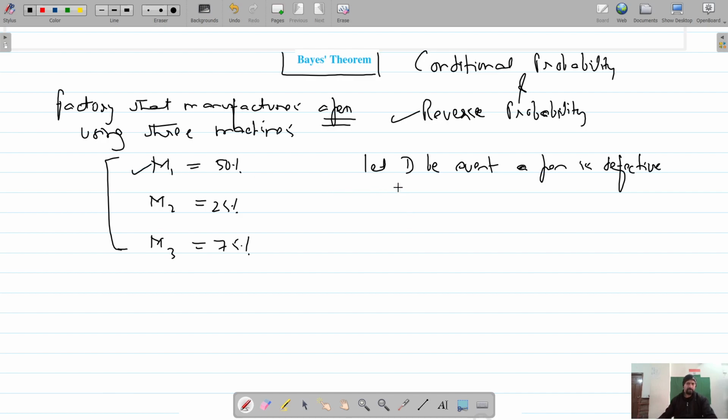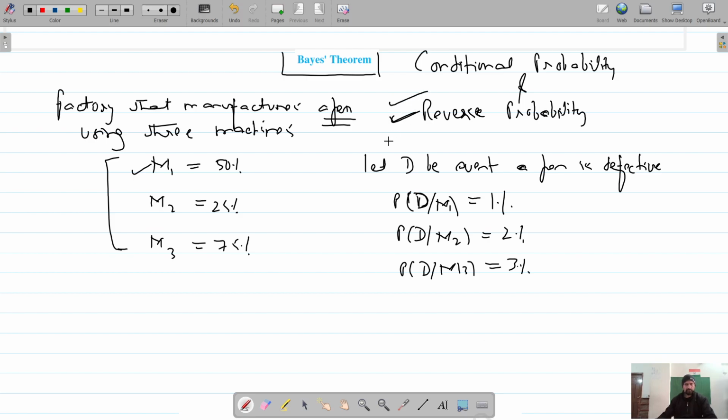And the probability of getting the defective pen manufactured by machine E1 is, let's say, 1%. The probability of getting the defective pen by machine 2 is, let's say, 2%. Probability of getting the defective pen by machine 3 is 3%. And because I was talking about the reverse probability, it would be a condition like, let's say, a defective pen is manufactured, but it has to have come from machine 3. So this is the reverse probability.